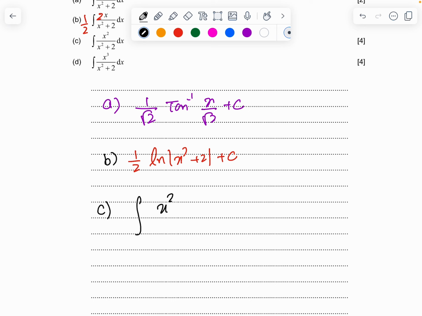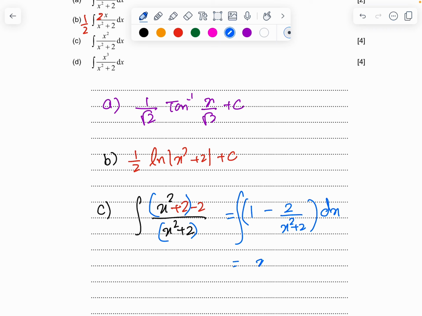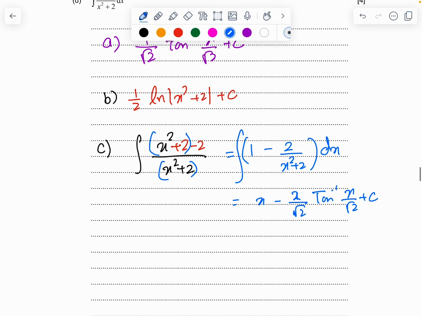x square divided by x square plus 2. So what should I do? Add 2, subtract 2. So x square plus 2 upon x square plus 2 will become 1 minus 2 upon x square plus 2 dx. So one integral is x, and this one is just what we have done now, 2 upon root 2 tan inverse of x upon root 2 plus c. Now part D.